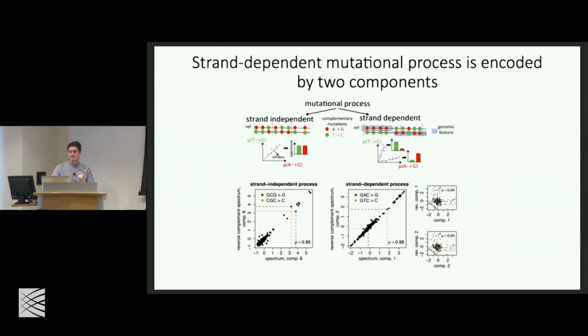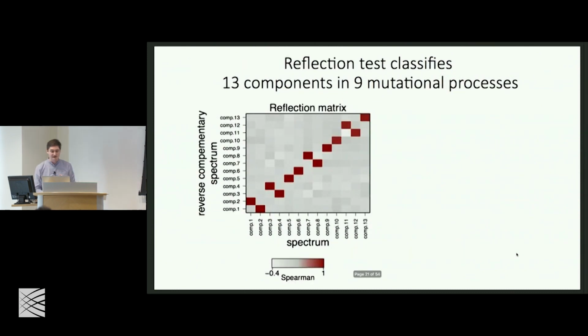On the other hand, if a process is strand dependent, then we expect that there would be two different components, so that the rate of a mutation type of one component would correspond to the rate of the complementary mutation type of another component. It might not be clear, but now it will be. So we applied this: for each pair of predicted components, we correlated the spectra of one component and the reverse complementary of the spectra of another component.